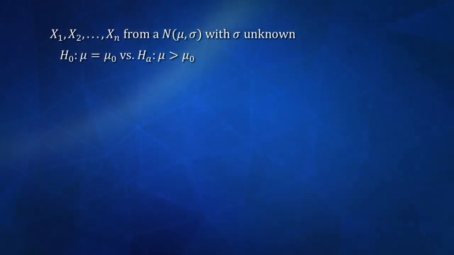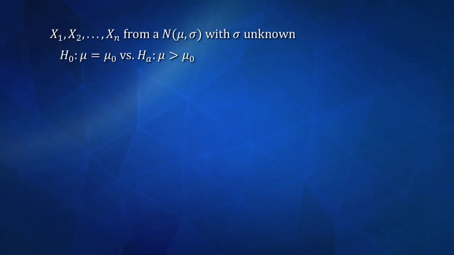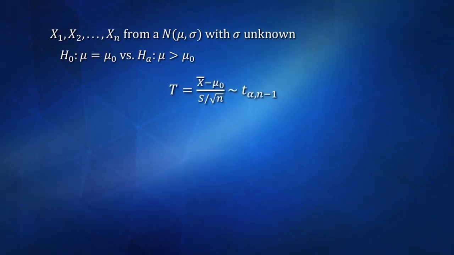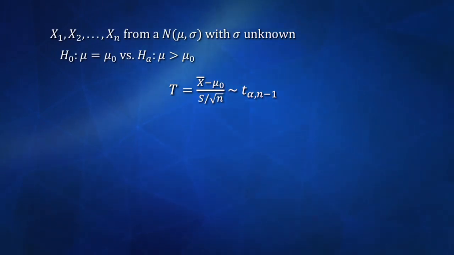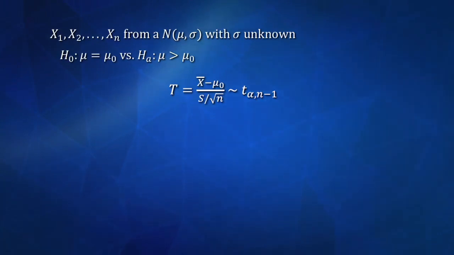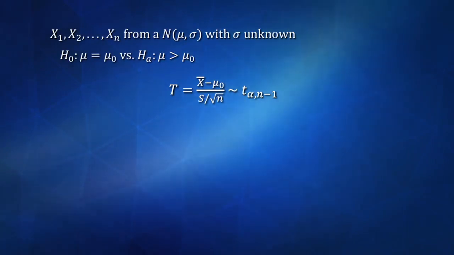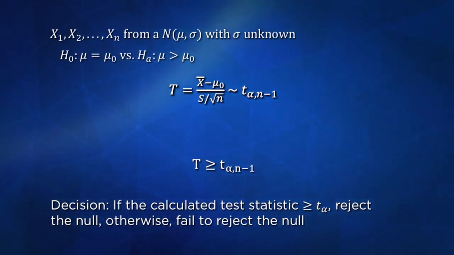Let's do an example. Here we've got a random sample, again from a normal distribution, but notice we don't know sigma. And we want to test whether our alternative, that the mean from the data is greater than the mean from the null hypothesis. In this case, the only difference is our test statistic. Now we're using the t distribution. We're still doing x bar minus the mean under the null, but now we're dividing by the sample standard deviation over the square root of n. We'd compare that to a t distribution at a critical value of alpha and n minus 1, where alpha is our significance level. We're going to reject if our test statistic t is greater than or equal to that t alpha critical value.